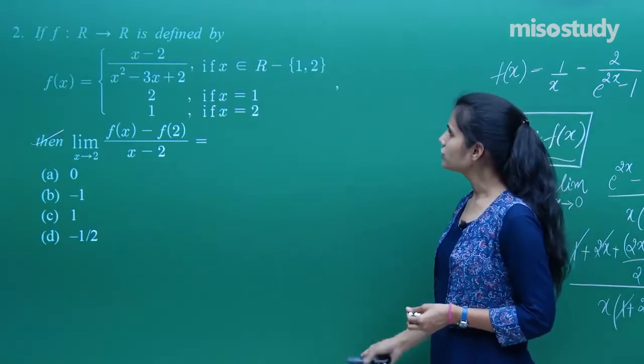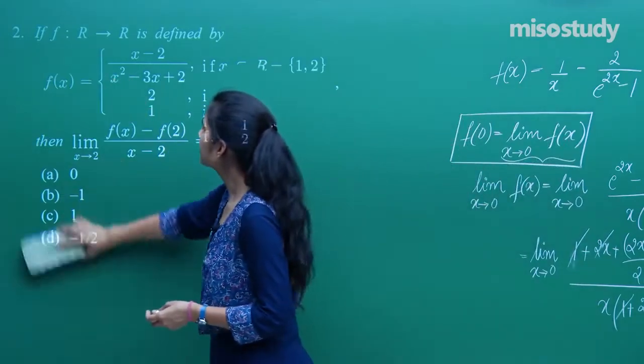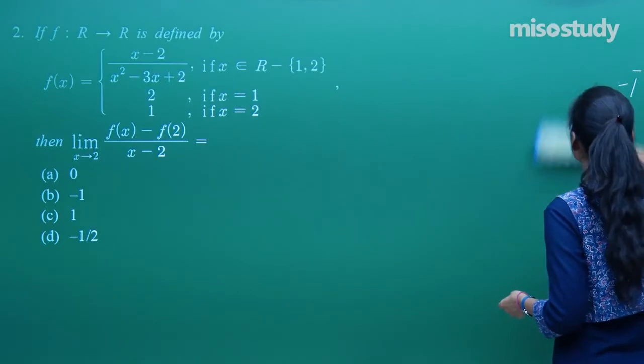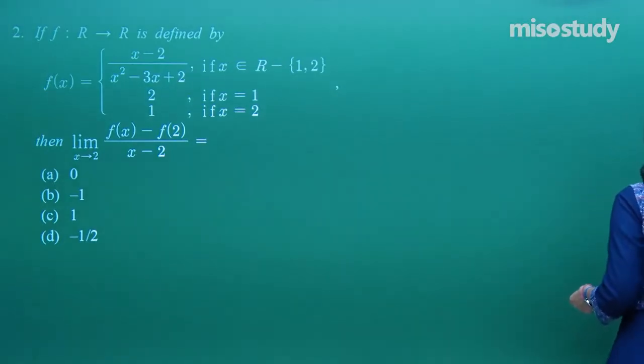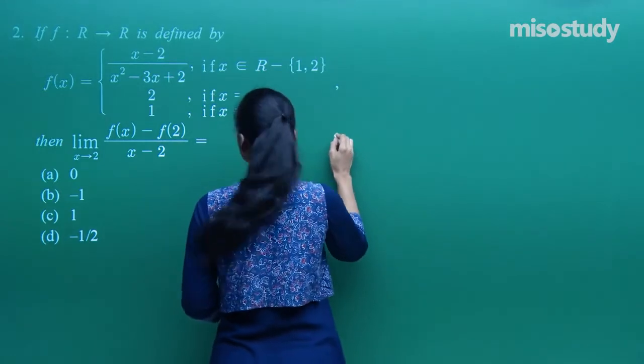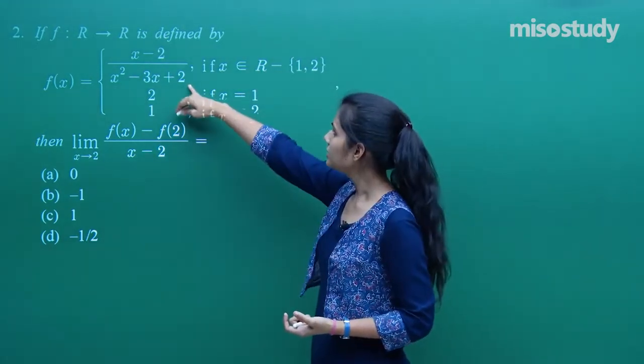Moving on to the next question, we have if f is a function defined from the collection of all reals to the collection of all reals like this, then compute the value of this limit. So what is the value of this limit? Let's see. It is limit x approaches 2 of f of x minus f of 2 upon x minus 2. So my f of x is this.